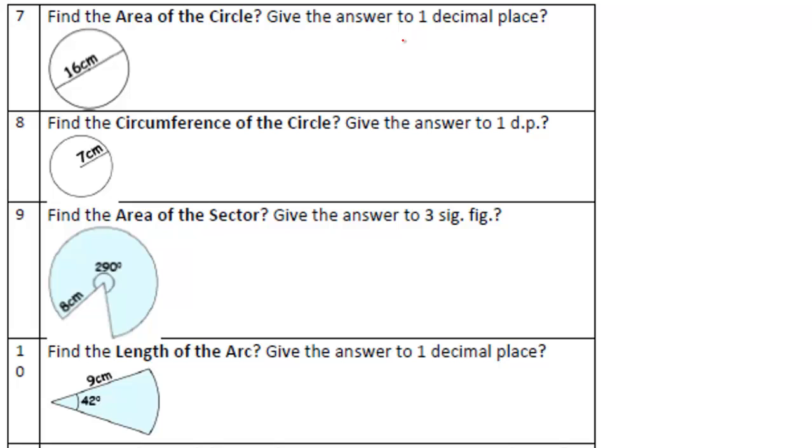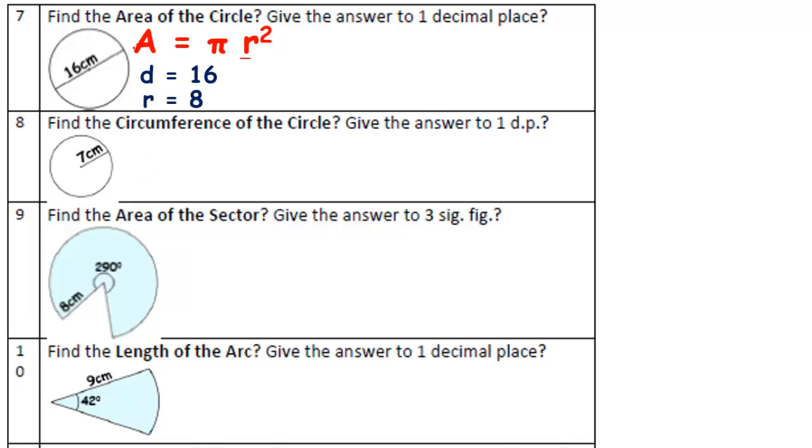Question 7. Find the area of the circle. Give your answer to 1 decimal place. Look at what they've given us here. Well, let's think about this. The area of a circle is pi r squared. Apple pi is r squared. But from the circle, I could see that they've given us the diameter, which is 16. From that, I could work out the radius, which is 8.